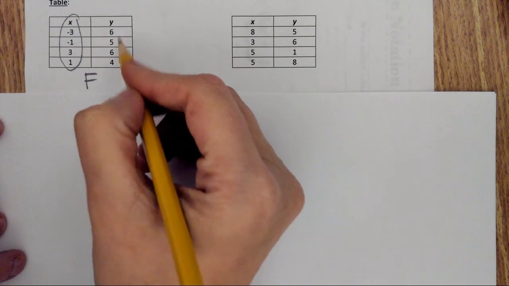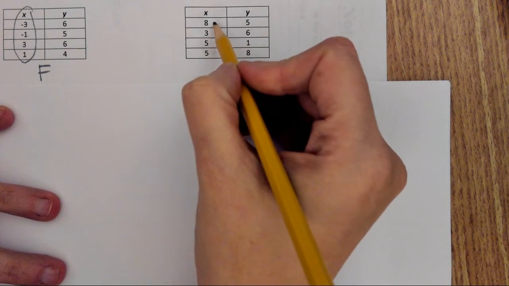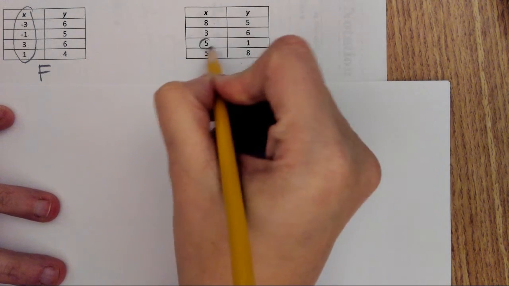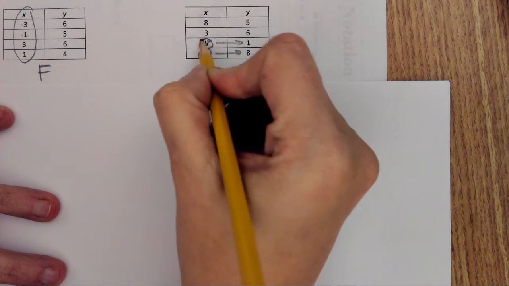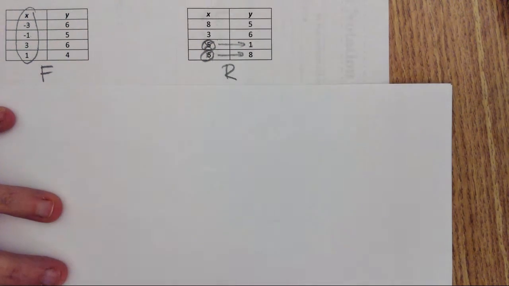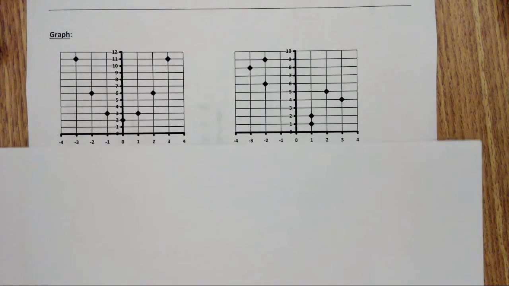Even though 6 is repeated here, again, I don't care about that. When I look over here, 8, 3, 5, 5. 5 can give me 1 or 8. That's not going to work for me. This is just a relation, so it's not a function. Again, a function is a special relation.